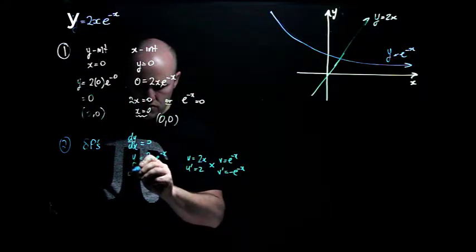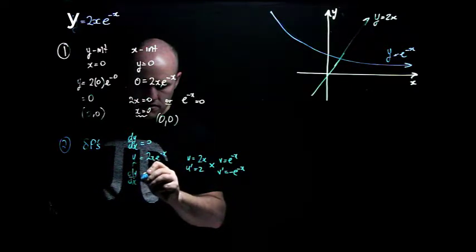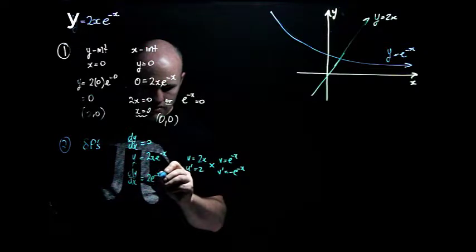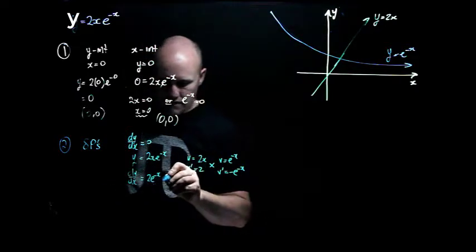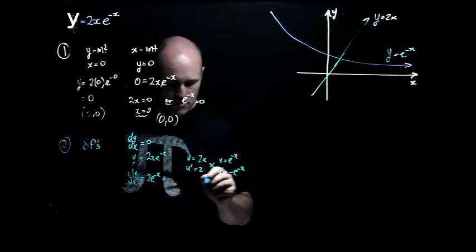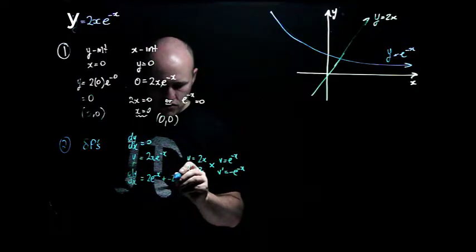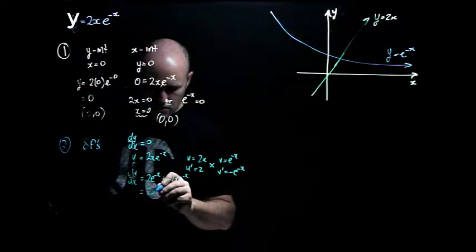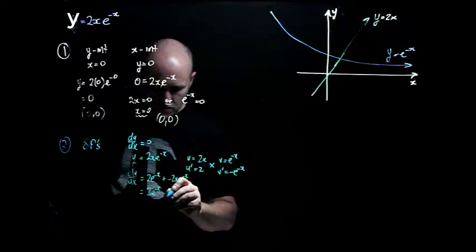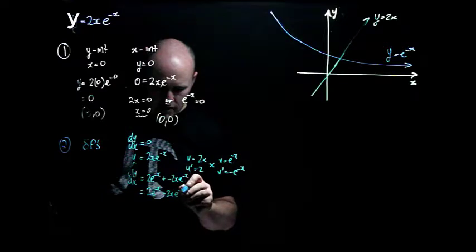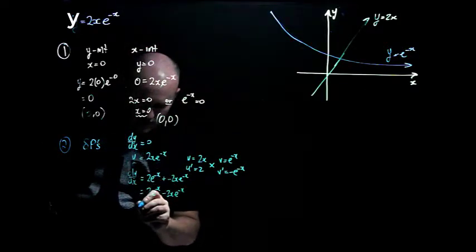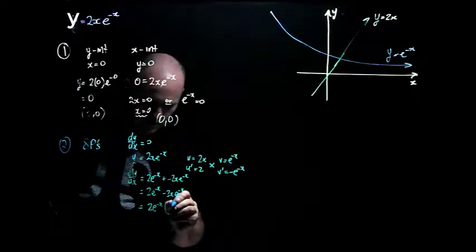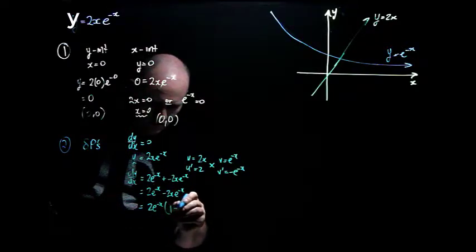I get y dash, or dy/dx, is equal to 2 times e to the negative x, 2e to the negative x, that's my u dash v, plus v dash u, which is 2x times negative e to the negative x, so it's negative 2x e to the negative x, and this is equal to 2e to the negative x minus 2x e to the negative x. And of course I can factorise that, and I always should if I get the chance. 2e to the negative x outside of 1 minus x.